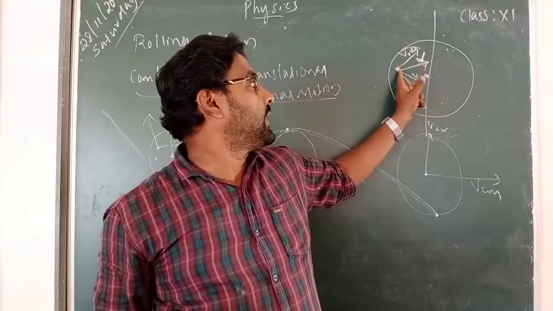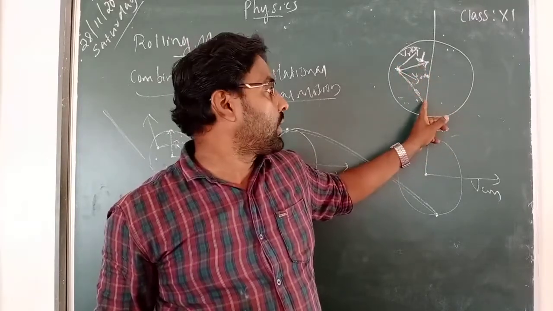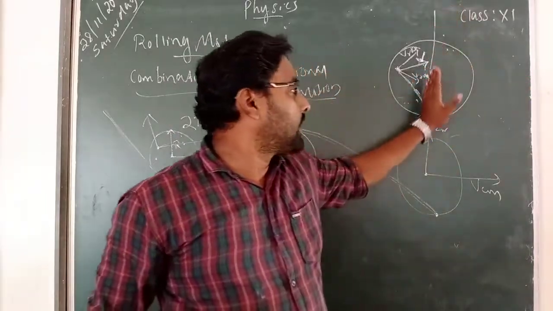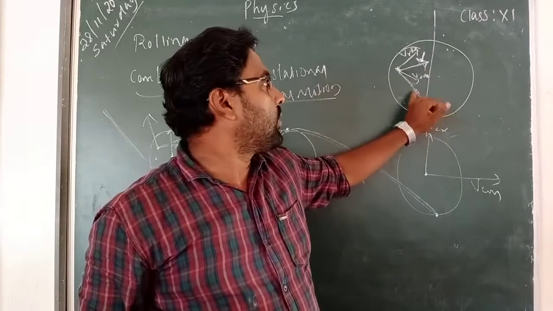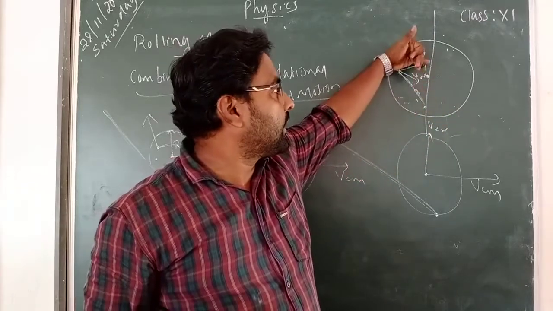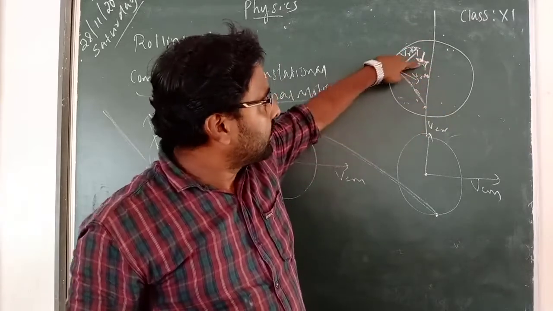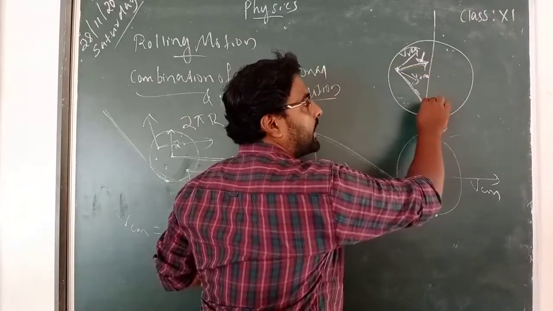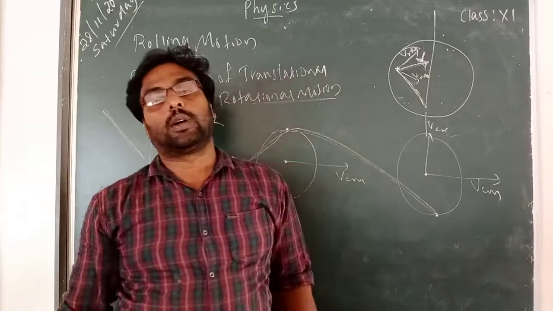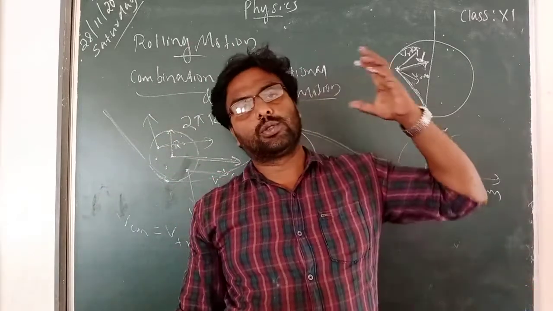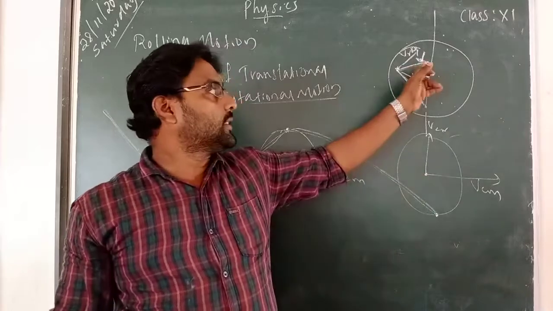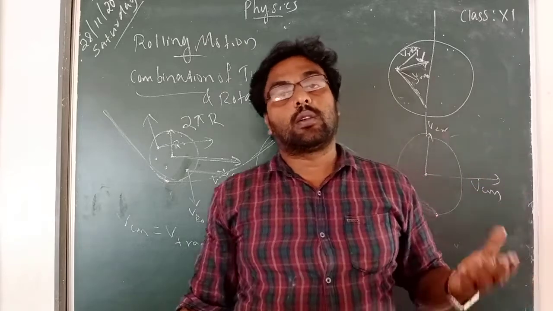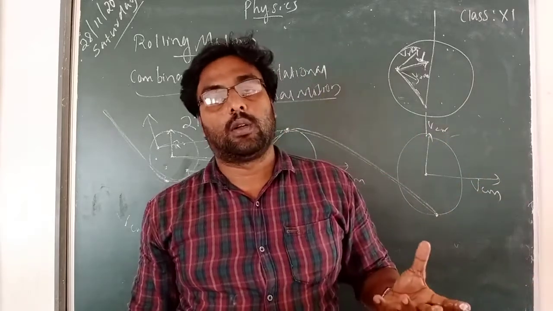This resultant velocity is always perpendicular to the line from the point of contact to the center of mass. This is the center of mass, and from it the point of contact's resultant velocity is perpendicular, at 90 degrees. You can choose any point of contact; always this resultant velocity is 90 degrees to the line from the center of mass to the point of contact.